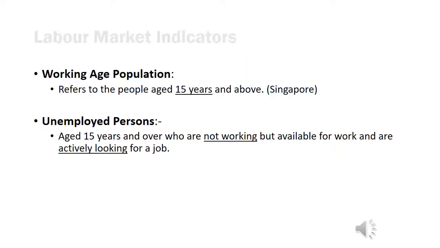Okay, so your working age population refers to people aged 15 years and above. 15 years old and above, you are legally able to work. And unemployed people are people who want to work but are now not working because they can't find a job. But they must be wanting to work in the first place. Then they are counted as unemployed people.